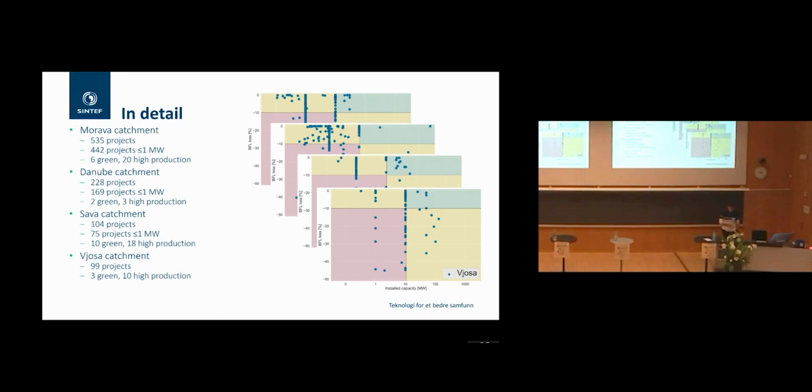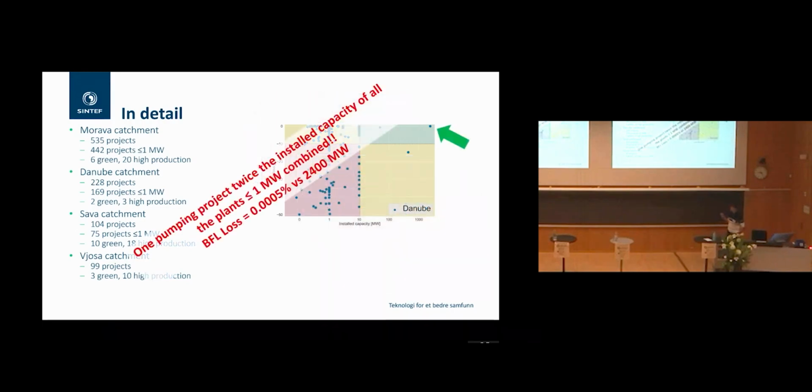I don't know if it's official. But I want to point out this. There's one pumping project in the Danube that has an installed capacity twice that of all the mini and micro in these 10 catchments. It's 2,400 megawatts of installed capacity, against 1,700 megawatts for all the mini and micro in the whole Balkan area. So it's a different scale.